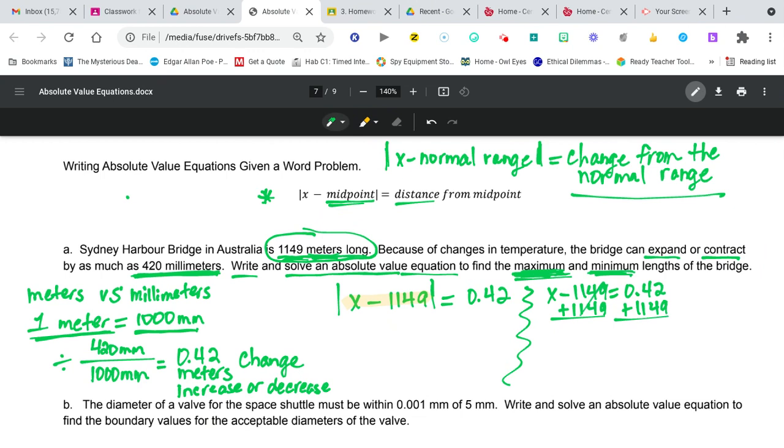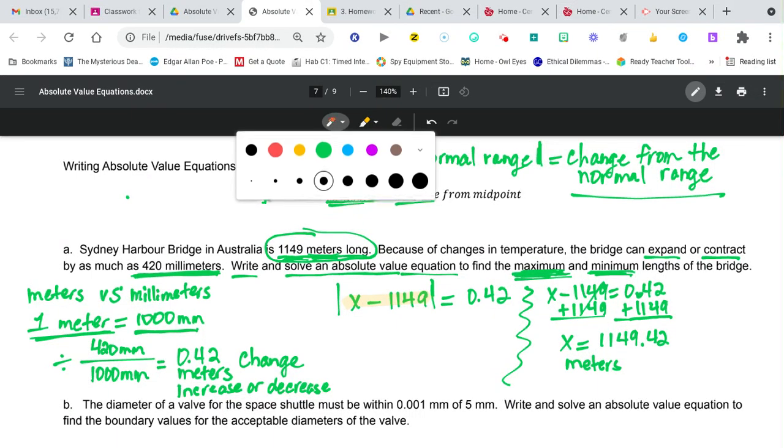And I know normally when we add decimals, we line them up, but we're going to use some common sense. If you have $1,149 and you add 42 cents to it, you get 1,149.42. Okay, and I need to put this in terms of meters.